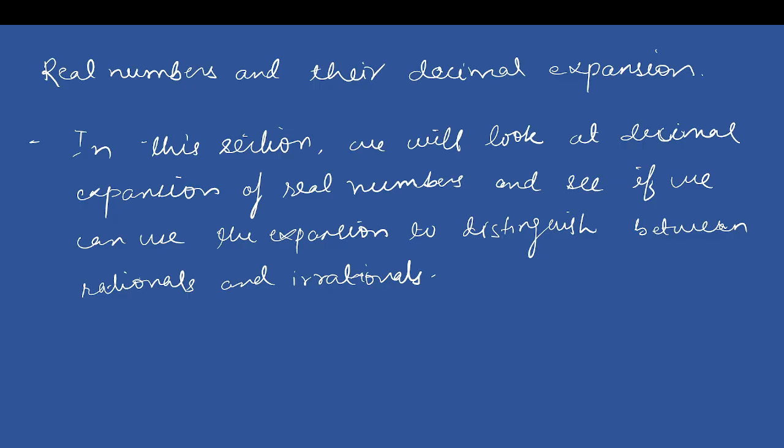Now, what are real numbers and their decimal expansion? So we will learn real numbers and their decimal expansion, and how to distinguish between rational and irrational numbers by looking at the decimal expansion. In this section we will look at the decimal expansion of rational numbers, like how to expand the rational numbers in decimal form, and see if we can use the expansion to distinguish between rationals and irrationals. So if a number is given, you can distinguish whether it is rational or irrational, or you can expand the given number as a rational or irrational.